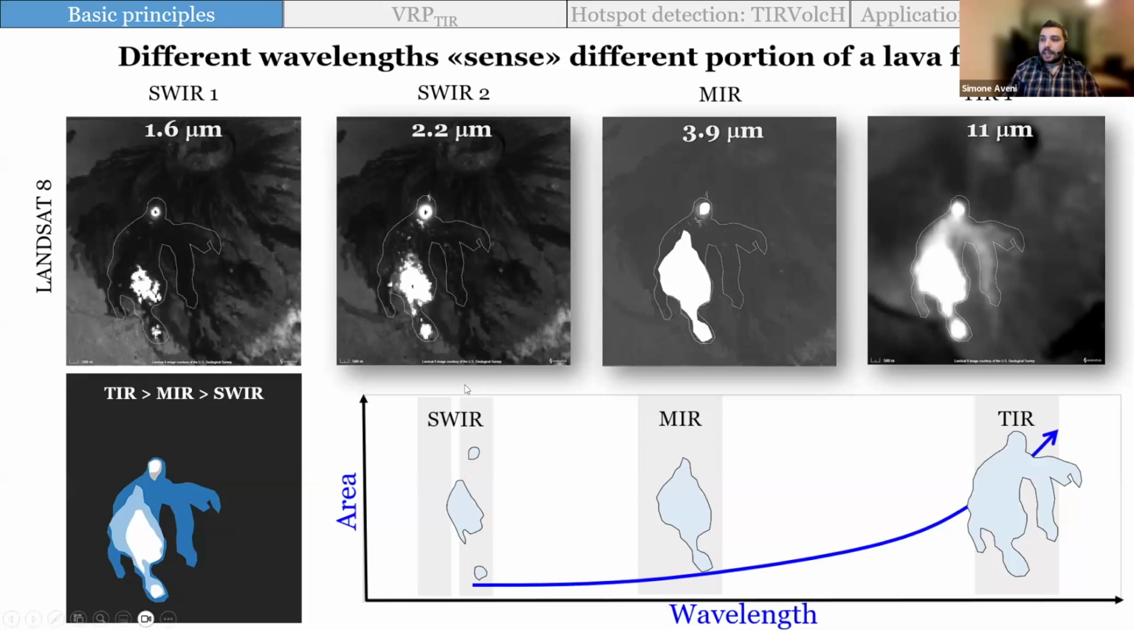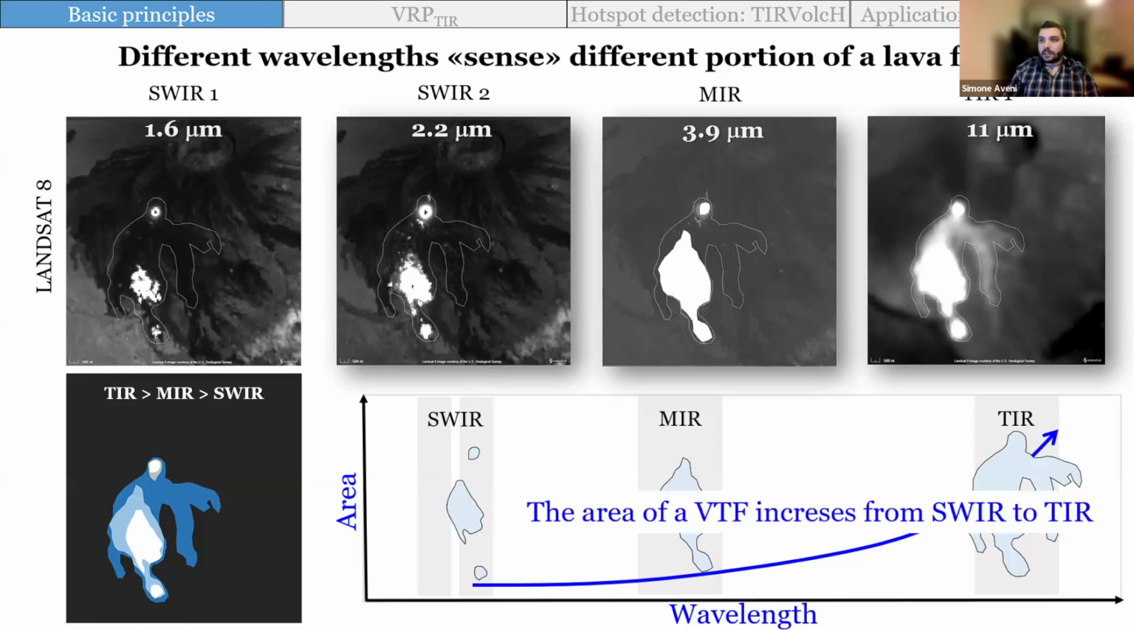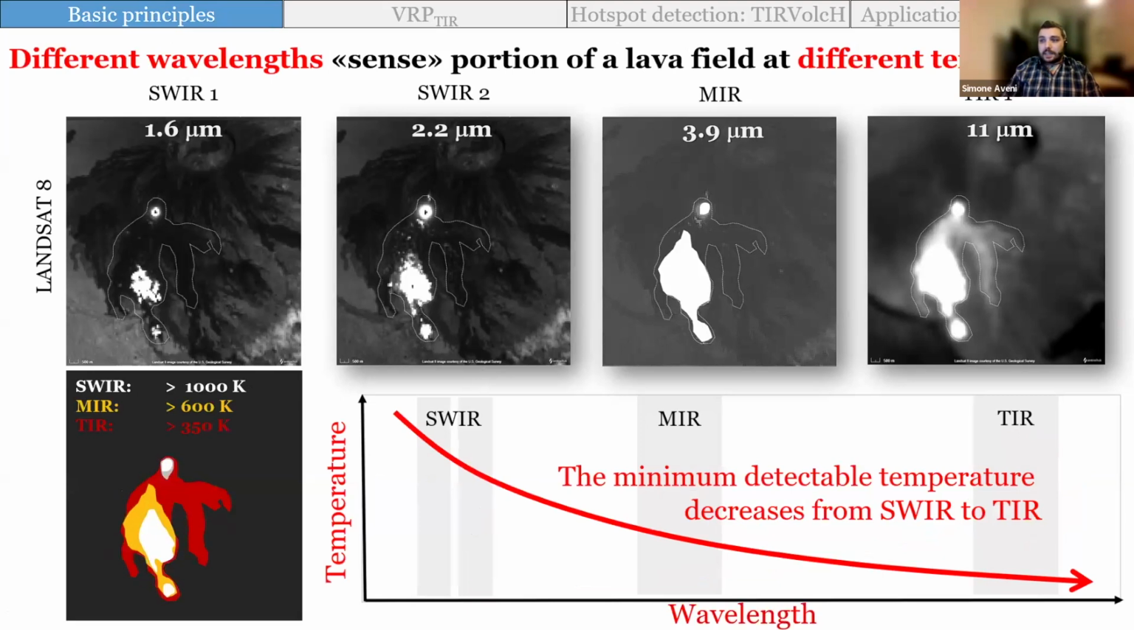And importantly here is, as we move towards longer wavelength, the area that we are able to detect increases from the SWIR to the TIR. At the same time, the minimum detectable temperature decreases from shortwave infrared to the thermal infrared. So this is great stuff. This is exactly what we would like to see when we do thermal infrared monitoring.